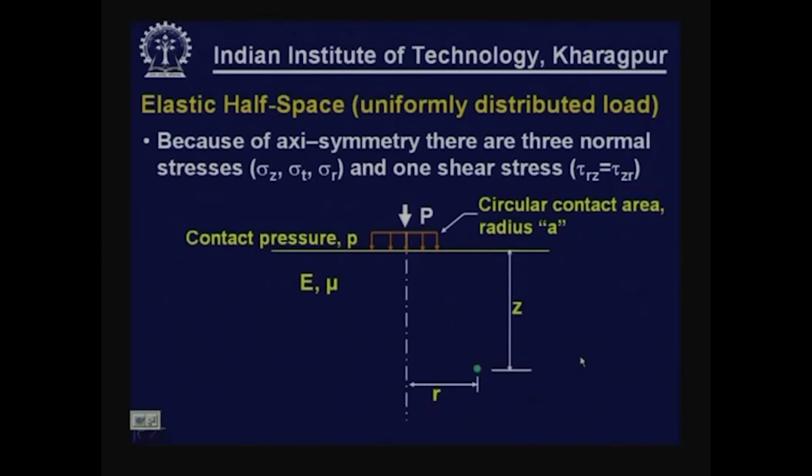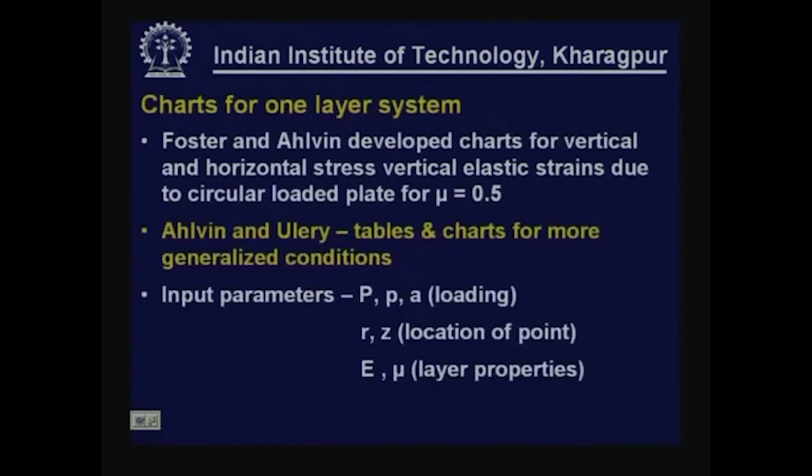Because of axis symmetry, as we mentioned earlier, in the case of an elastic half space subjected to a uniformly distributed load over a circular contact area, we have an axisymmetric case. So, we normally have three normal stresses and one shear stress to be analyzed. There are a number of charts available. As I mentioned earlier, nowadays there are a number of software packages available to easily analyze any pavement system, but for those who want to do classroom problems and those who do not have access to any of these software packages, there are a number of charts and tables available for different types of pavement systems in standard textbooks.